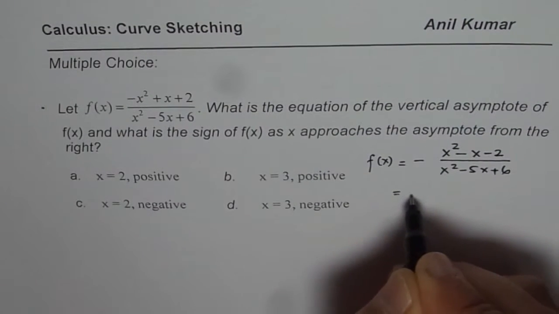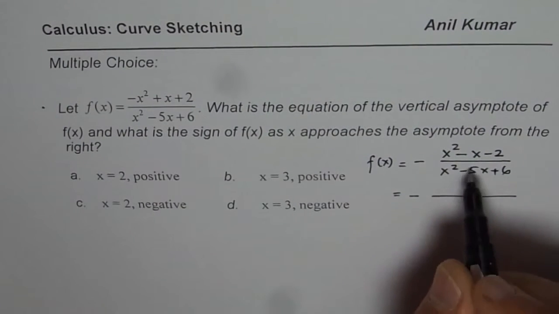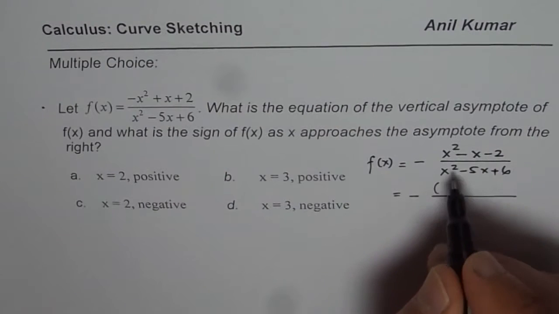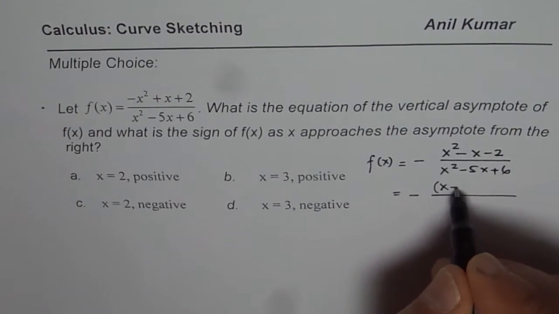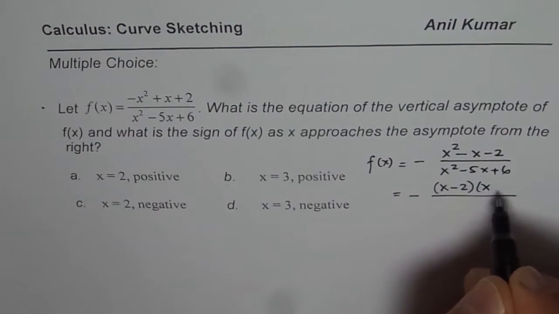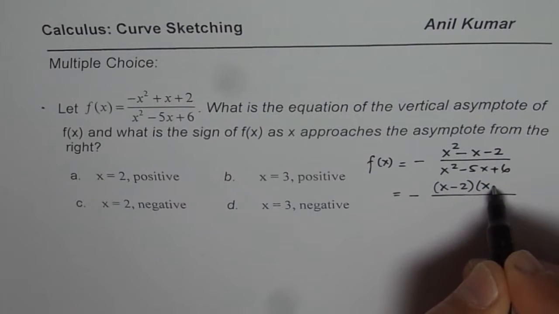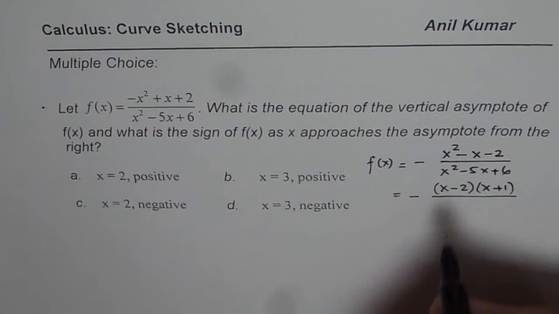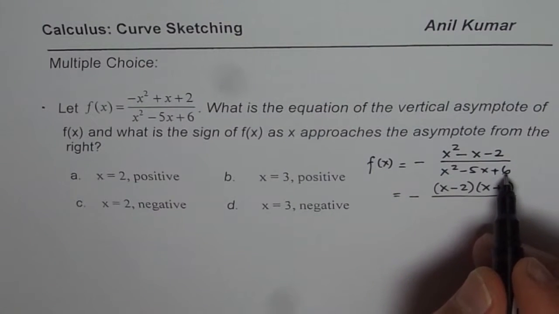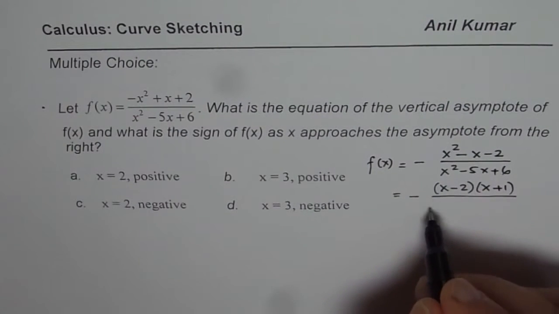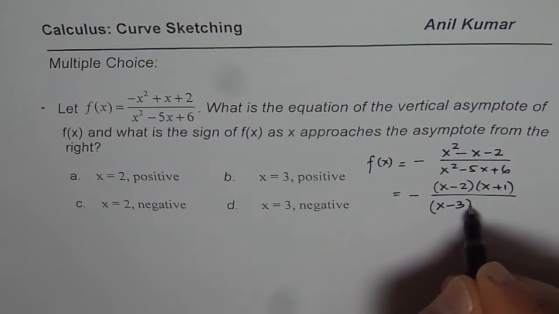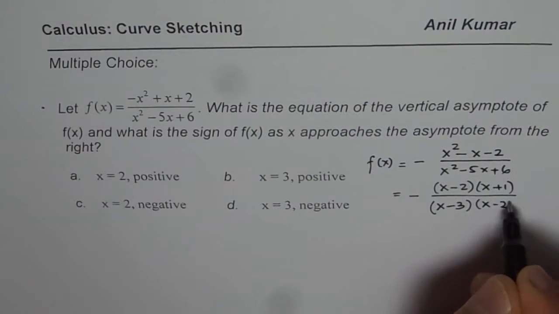Now we'll factor this. So we have minus of. We're looking for a product of minus 2, sum of minus 1. So that is minus 2 and 1. It could be written as x minus 2 times x plus 1, right? So when you multiply, you get minus 2. When you add, you get minus 1. And here we need 6. That means 3 times 2 will give you 5 also. When you add, both negative, right? Minus 3 and minus 2.